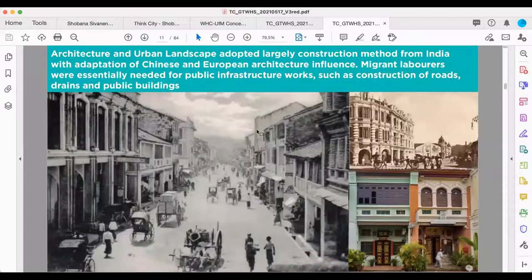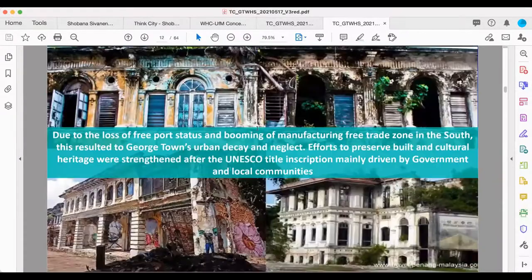The architecture and urban landscapes, as you can see in this image, reflected a particular time period, and this was one of the assets of why Georgetown was listed as a UNESCO World Heritage Site. However, with the loss of the free port status in the 60s and the booming of manufacturing and free trade zones, the city fell into decay and neglect. In fact, to a large extent, I think it stood still in time. However, this was a great blessing, and this enabled us to preserve and rebuild Georgetown.